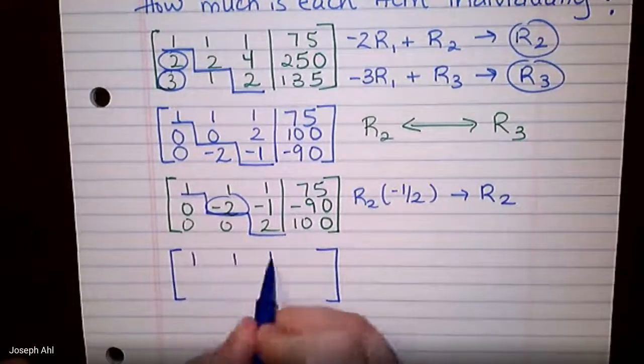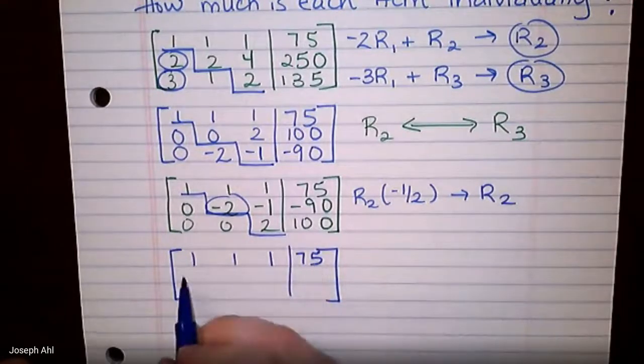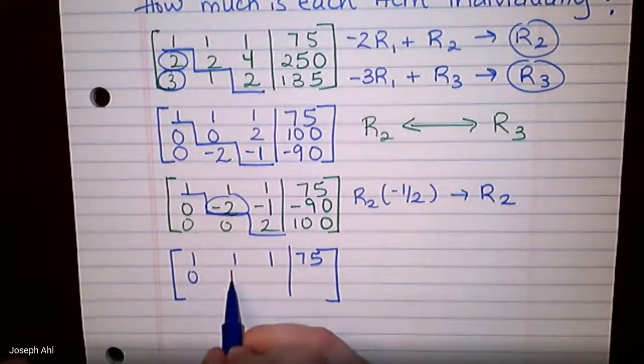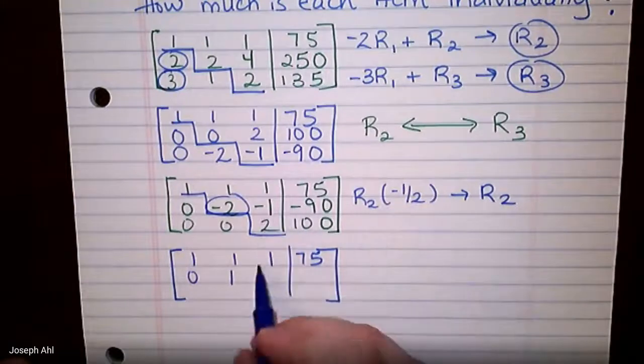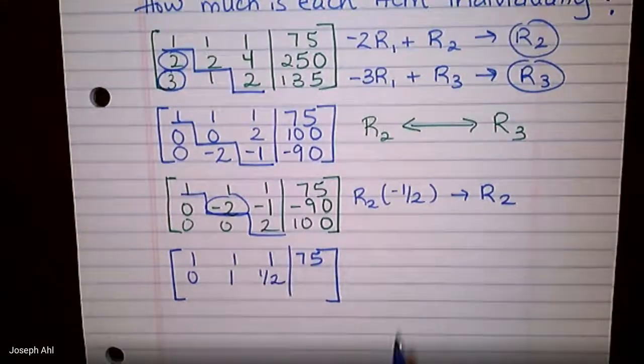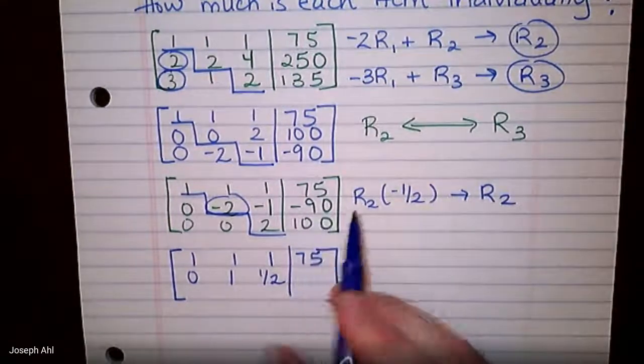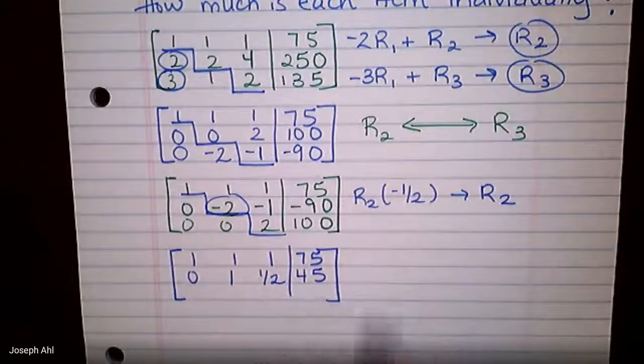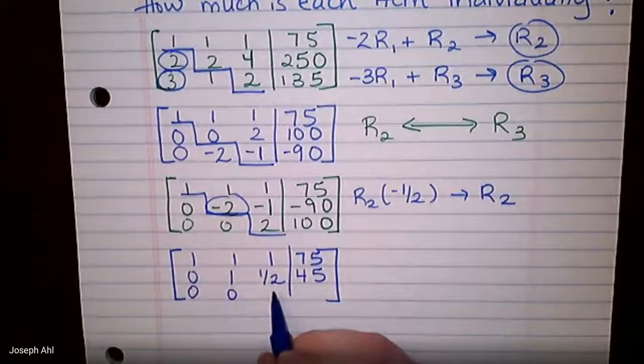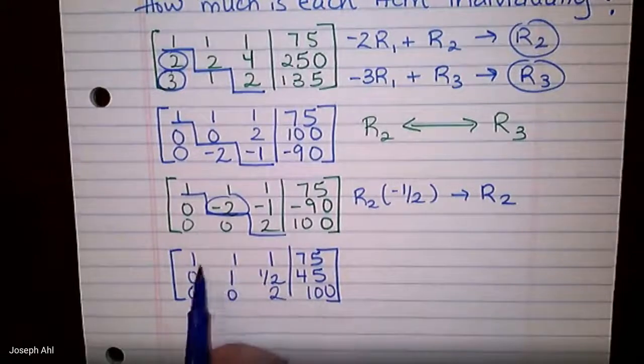So we get 1, 1, 1, 75. 0, now this is a positive 1. -1/2 times -1 is +1/2. And -1/2 times -90 is positive 45. Bottom row, 0, 0, 2, 100.